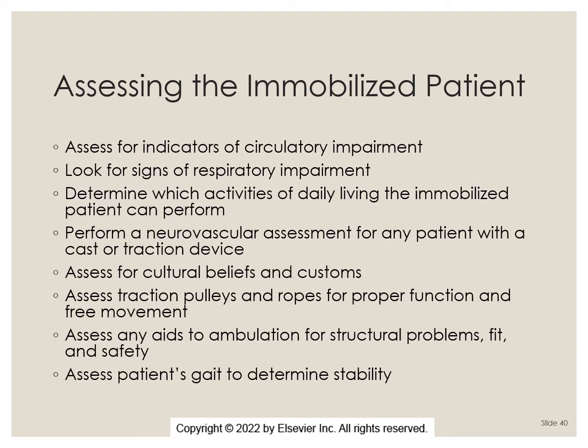When performing a head-to-toe assessment of the immobilized patient, be alert to any indicators of circulatory impairment, such as reddened areas, pale or blue skin, coldness, or diminished or absent pulses. Look for any signs of respiratory impairment, such as shallow breathing, rapid or depressed respiratory rate, cough, abnormal lung sounds, use of accessory muscles, retractions or grunting, generalized paleness, duskiness, or cyanosis.